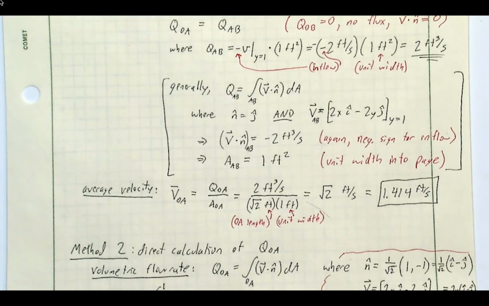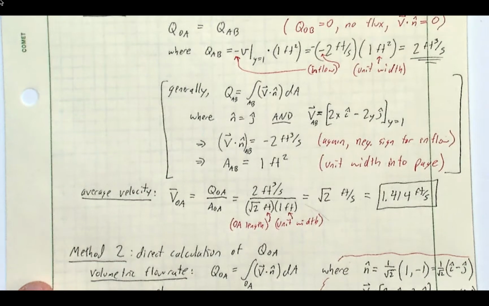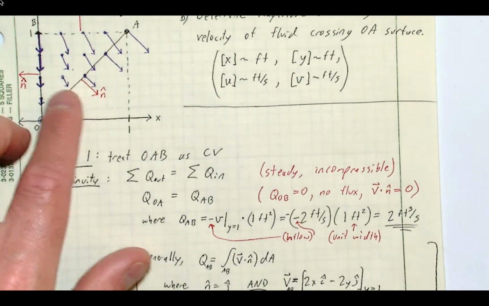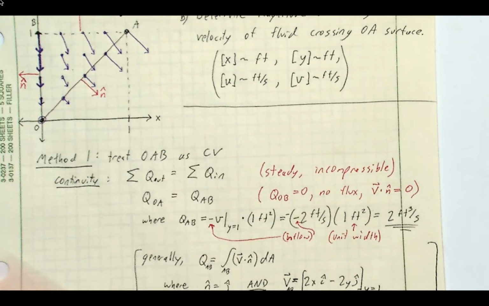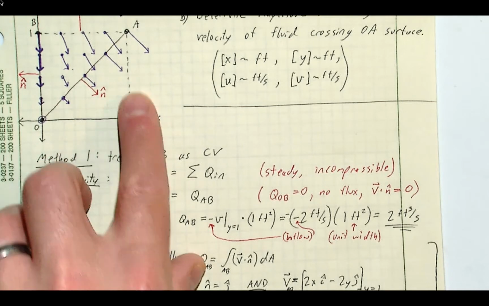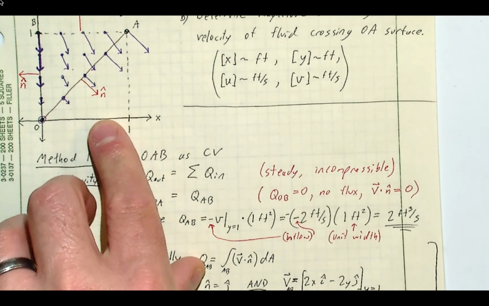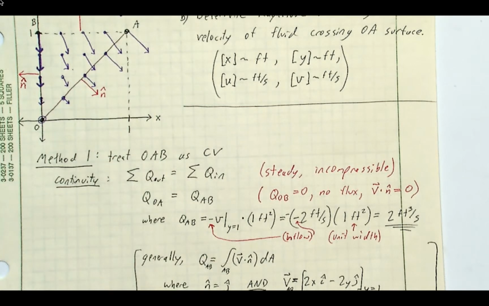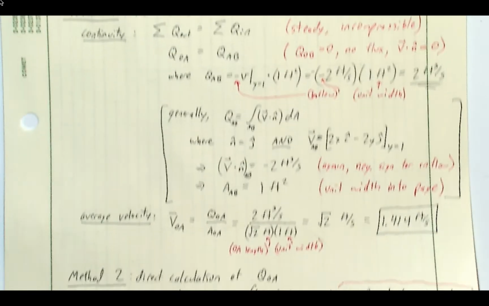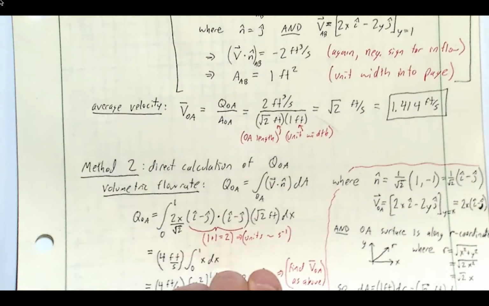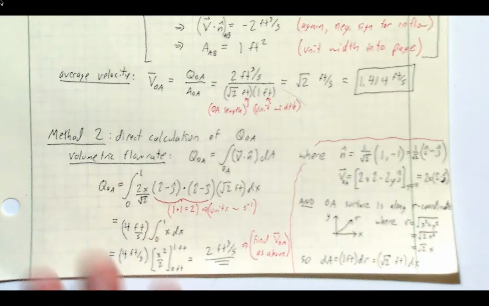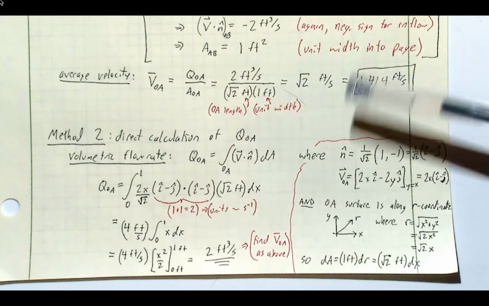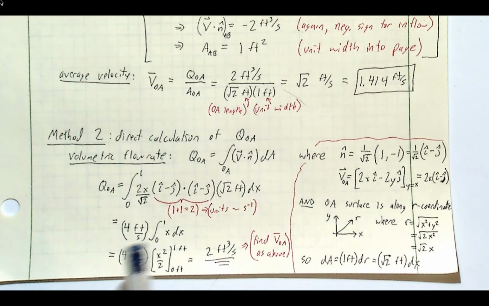Okay, so that's method 1 to solve for the average velocity through this plane, where we treated this as a control volume, looked at all the inflows and outflows on that control volume, and went a backwards route to get to the answer here. However, we can do this a different way, where we just directly calculate what the volumetric flow is between O and A. And you have to be a little bit careful, but I tried to fit it all in one page here. Maybe a mistake.